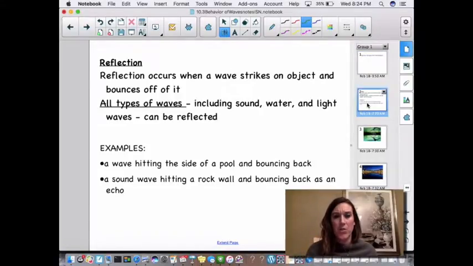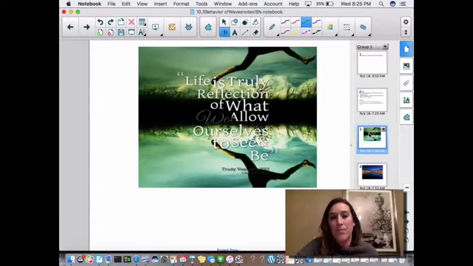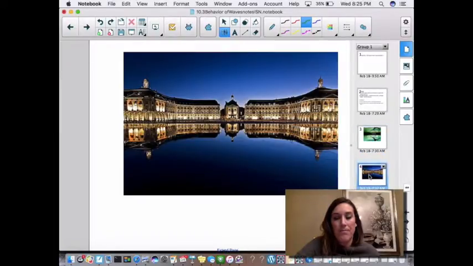So the first thing we're going to talk about is reflection. Reflection, everybody knows what it is. When you look in a mirror, you see your reflection. Well, a reflection occurs when a wave strikes an object and bounces off of it. All types of waves, including sound, water, and light waves, can be reflected. Some examples of this would be a wave hitting the side of a pool and bouncing back. So obviously that would be a water wave. A sound wave hitting a rock wall and bouncing back as an echo. So you might not have thought of an echo as being a reflection, but it's just a reflection of sound. So here are some different water reflections that are pretty neat, I thought.